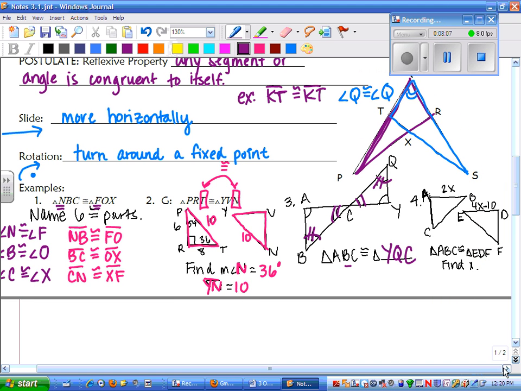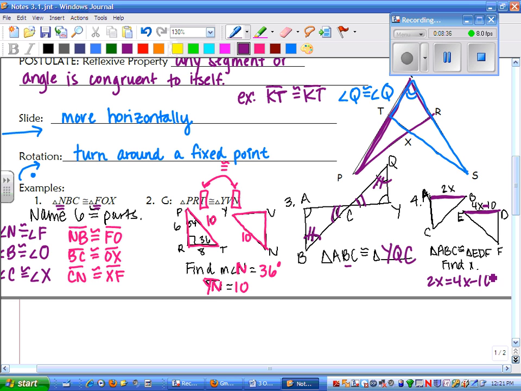Last problem. We're going to throw in some algebra here. We have the 2 triangles congruent, triangle ABC congruent to triangle EDF. However, there is a change from yours. This should say minus 10, or else the problem will not work. So make sure your ED is 4x minus 10. Because these are corresponding parts, AB and ED, we're going to set them equal to each other. So 2x equals 4x minus 10.